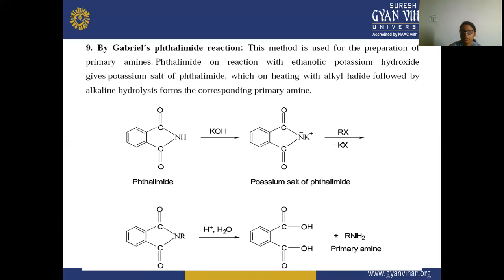That is why primary aromatic amines are not formed in this. Primary amines are formed from the phthalimide by the following steps, and this method is used for the preparation of primary amines from phthalimides. On reaction with ethanolic potassium hydroxide, we get the potassium salt of phthalimide, and this potassium salt of phthalimide on heating with alkyl halides, followed by alkaline hydrolysis, forms the corresponding primary amine.